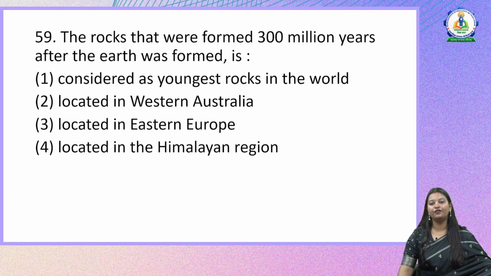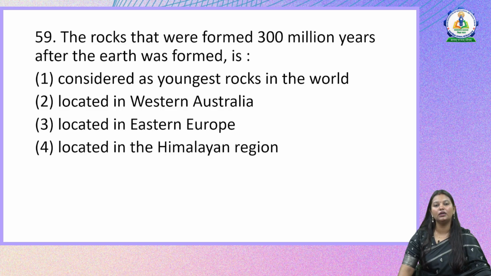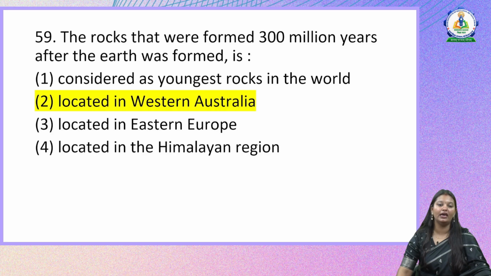Moving on to the next question. The rocks that were formed 300 million years after the earth was formed is. So read the question again. The rocks that were formed 300 million years after the earth was formed is considered as youngest rock in the world, located in Western Australia, located in Eastern Europe, and located in the Himalayan region. This question involves us to remembering these facts. So the right answer here is that it is located in Western Australia.